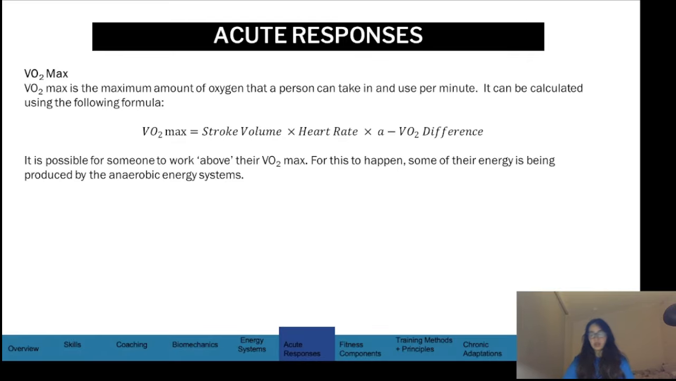This is a formula you must know, which is quite annoying because I don't like saying memorize this formula if we never actually use it mathematically, but it's just something you have to know for the exam. So it's possible for someone to actually work above their VO2 max. VO2 max is the maximum amount of oxygen that a person can take in and use per minute. It can be calculated using the following formula: stroke volume times heart rate, times AVO2 difference. And you can work above your VO2 max, but only as long as your energy is also being produced by the anaerobic systems.